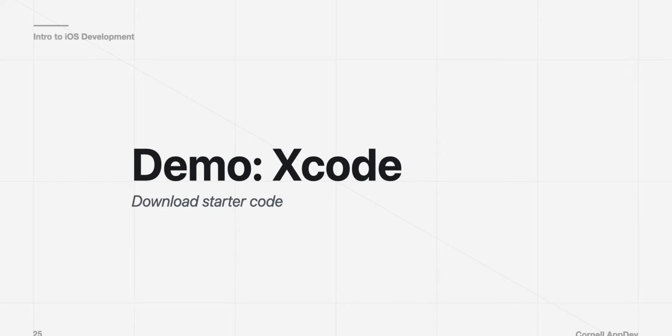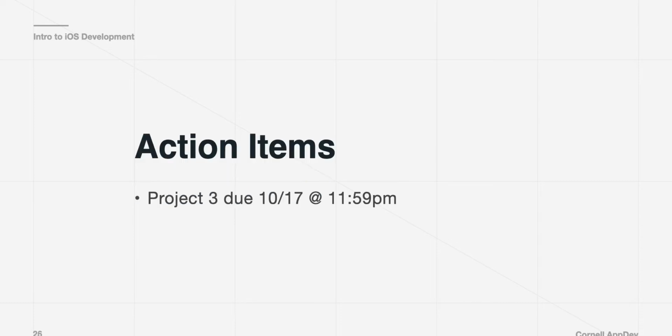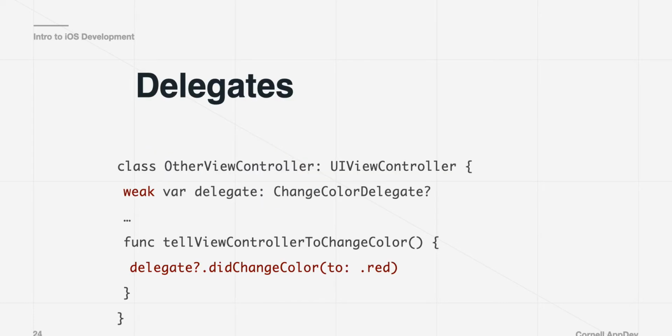Does anyone have any questions at this point? Yeah. What's the weak variable? The weak variable is the weak var delegate. Oh, is that what you were asking? Weak deals with memory management through Swift's automatic reference counting. Basically, you don't want this delegate to persist across your entire app, so you make it weak. It has something to do with memory management, and you don't really have to worry too much about the reason why. Does anyone else have any questions?